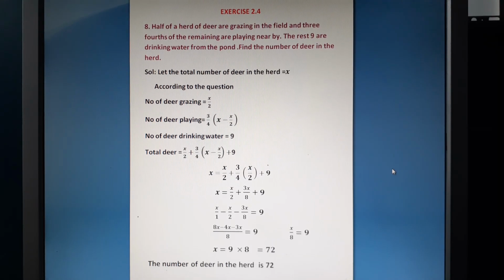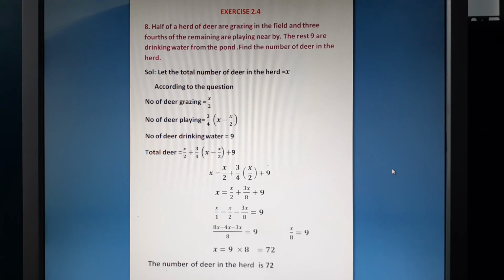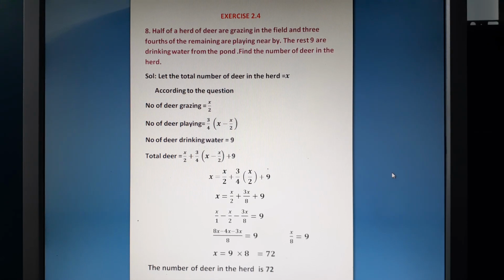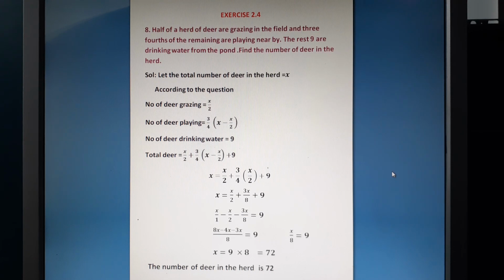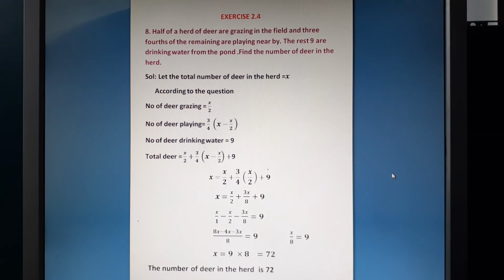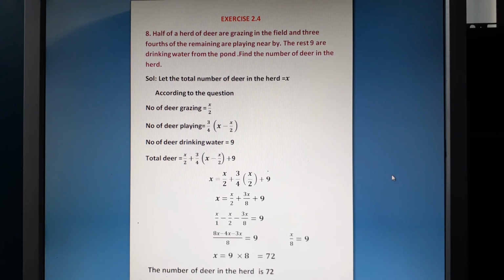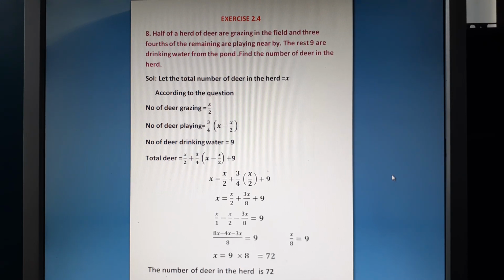Already we learned a few problems in exercise 2.4. Now we will see two more problems in this exercise. Exercise 2.4, question number 8. Half of a herd of deer are grazing in the field and 3/4 of the remaining are playing nearby. The rest, 9, are drinking water from the pond. Find the number of deer in the herd.